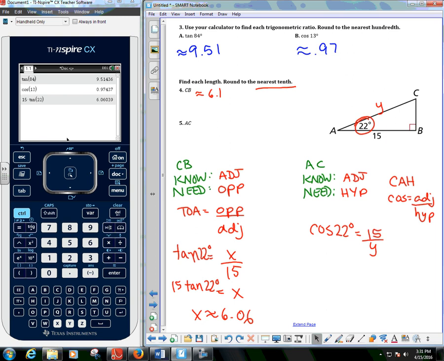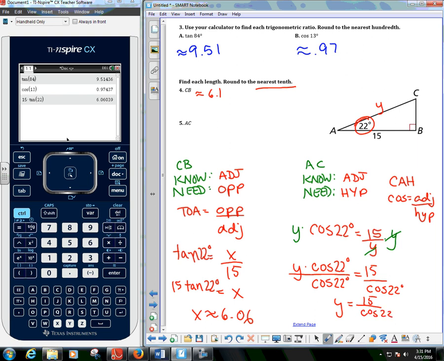Now I'm going to multiply both sides by y, and that's going to allow me to cancel those two y's out. We're always multiplying by the denominator, always the denominator. So we get y times cosine 22 equals 15. I'm trying to get y alone, so now I've got to divide by cosine of 22. Remember, I can go to my calculator and type in cosine of 22, and that's just a regular old number. So y equals 15 over cosine 22, and that is equal.